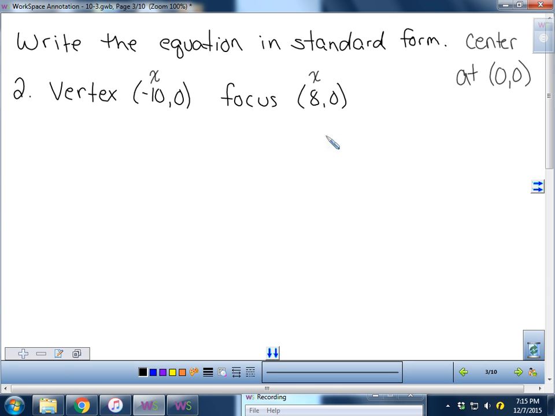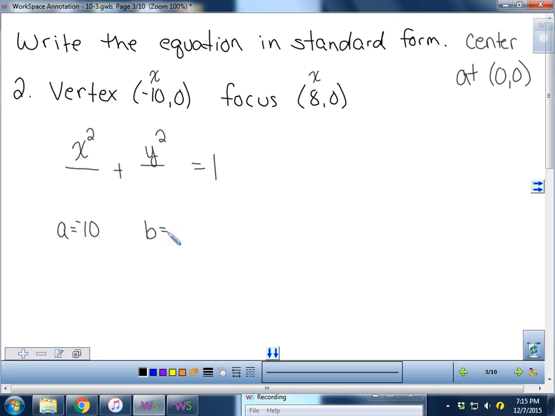So when I write this equation, I already know the center is at 0, 0. So I know that I'm going to have x squared over something plus y squared over something is equal to 1. The only thing I don't have are a and b. So I know that the vertex always tells me the a. Okay, so I know that a is 10, or negative 10.